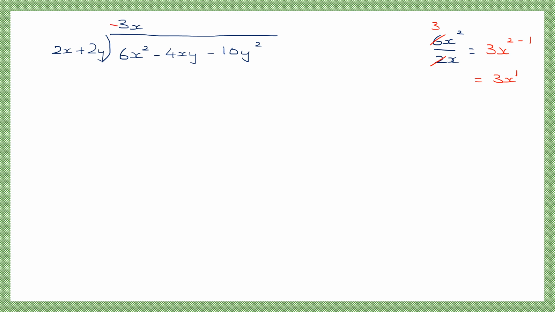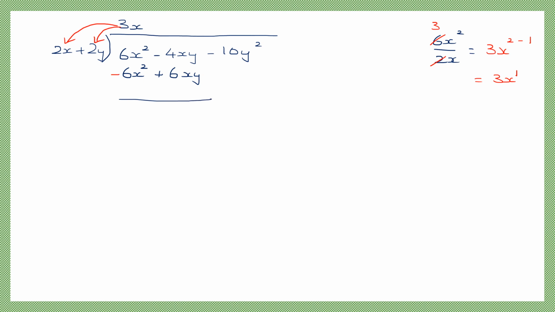Now we have to multiply 3x into 2x first. 3 2s are 6. X into x is x to the power of 2. Now we multiply 3x into 2y, so the sign is plus. 3 2s are 6. X into y is xy. So we finish this. Now we have to subtract.